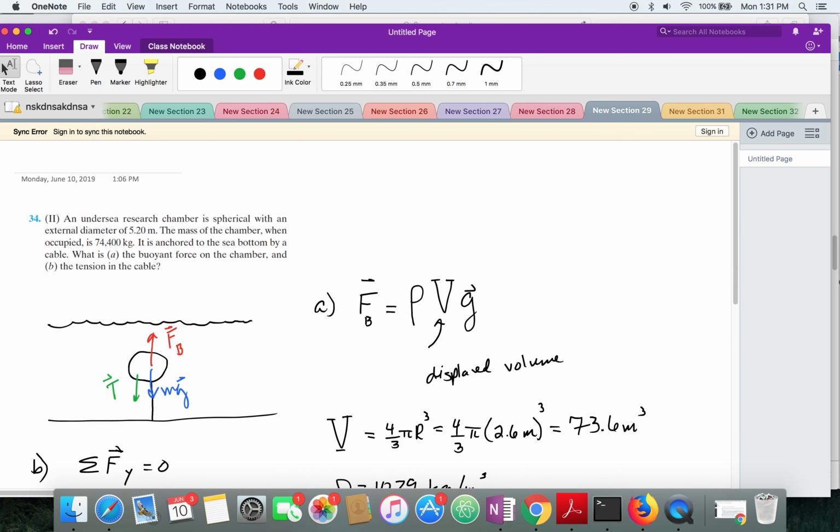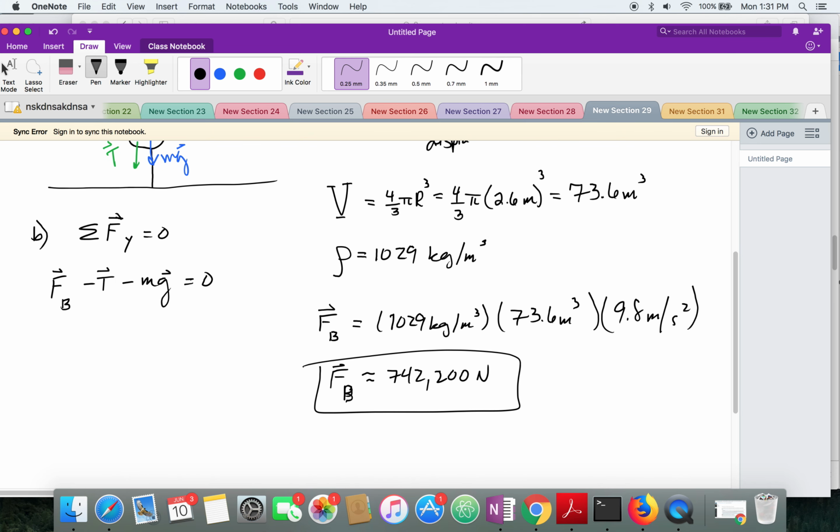And do we know the mass of this thing? They say it's 74,400. Okay, so that's good. So we can solve for the tension. The tension is just going to end up being the buoyant force minus the weight. I basically just brought the tension over there, so it's the buoyant force minus the weight. And that's what you end up with.